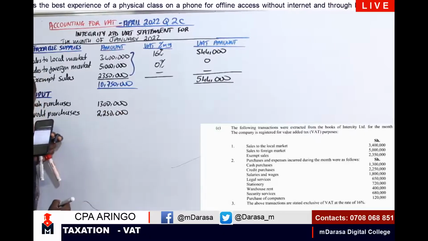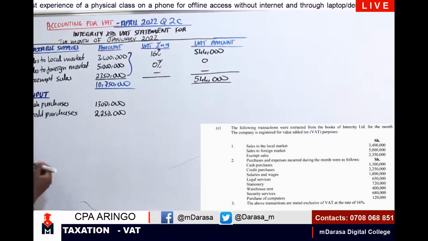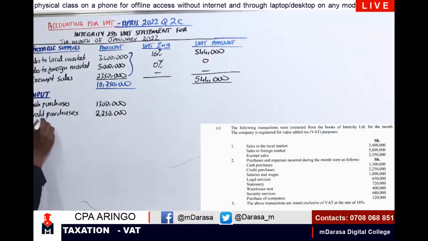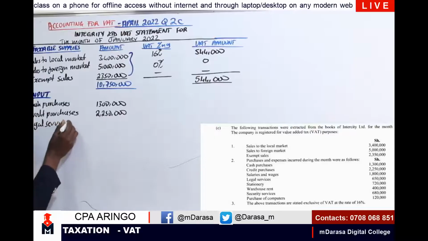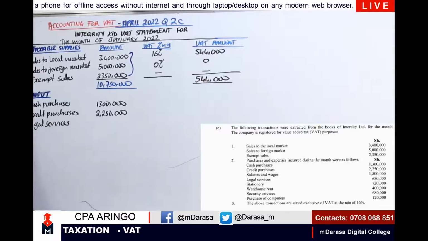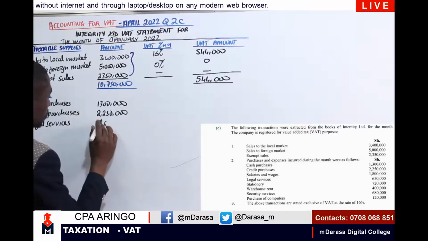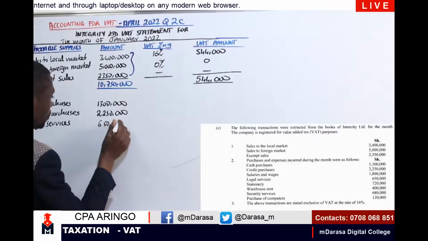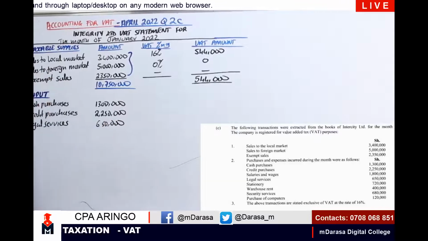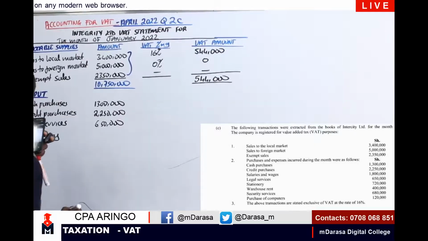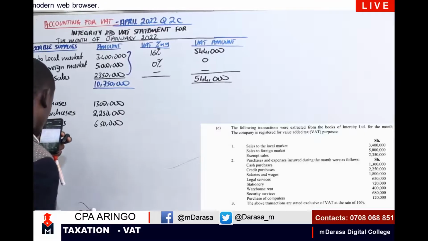We are given a figure of salaries and wages that won't attract any VAT. I'm having legal services, a figure of 650. We are having stationery here, I'm given a figure of 720,000.